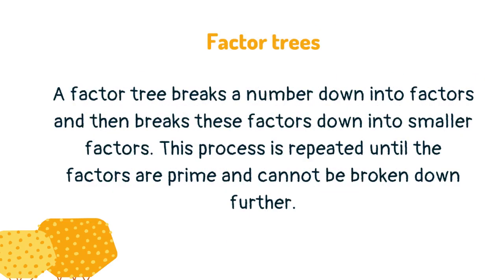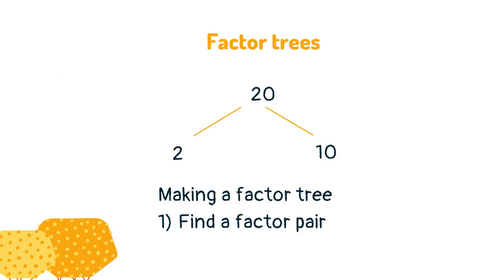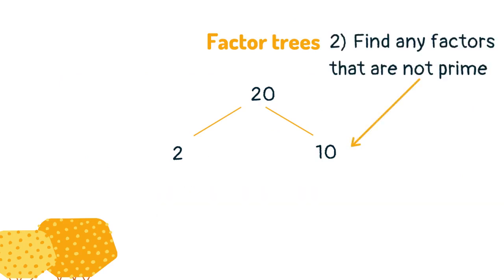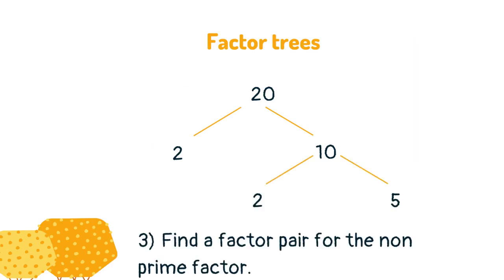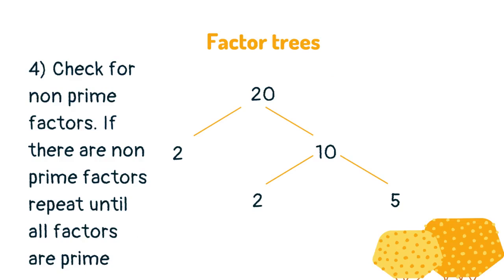A factor tree breaks a number down into factors and then breaks these factors down into smaller factors. This process is repeated until the factors are prime and cannot be broken down further. When making a factor tree, find a factor pair. Find any factors that are not prime. Find a factor pair for the non-prime factor. Check for non-prime factors. If there are non-prime factors, repeat until all factors are prime.